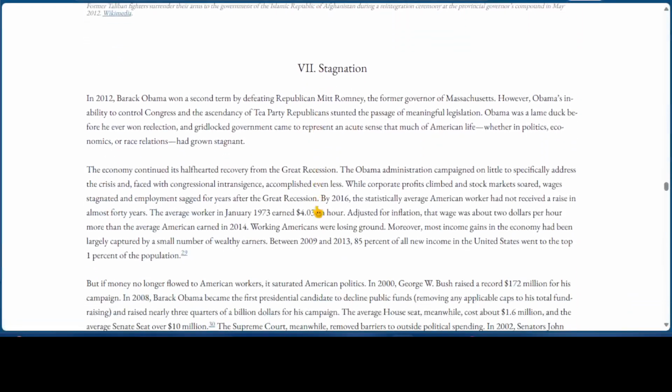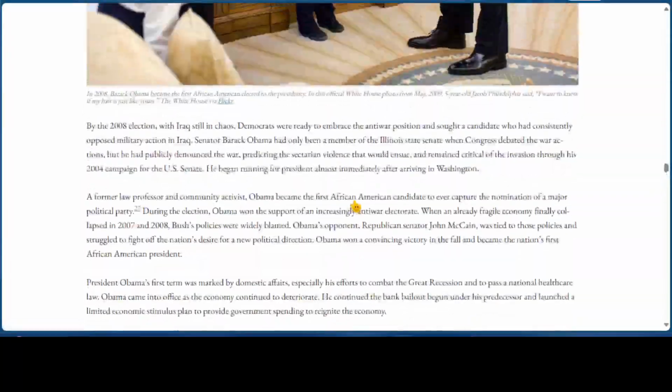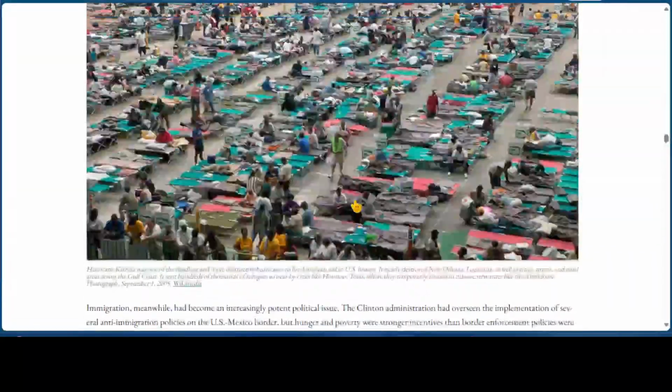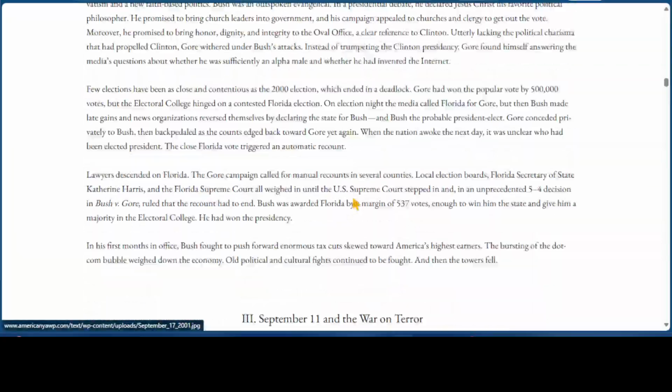So definitely check it out at theamericanyawp.com. If this is not quite what you are looking for, there are several options available. So no need to worry.